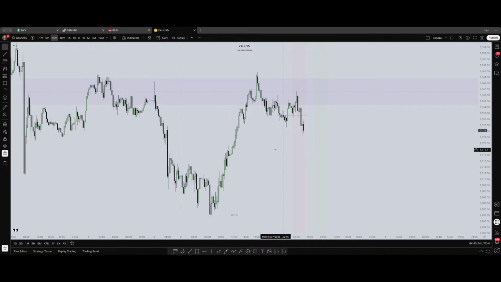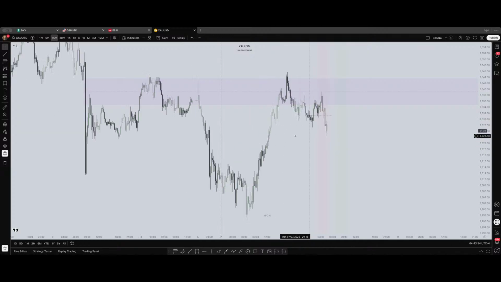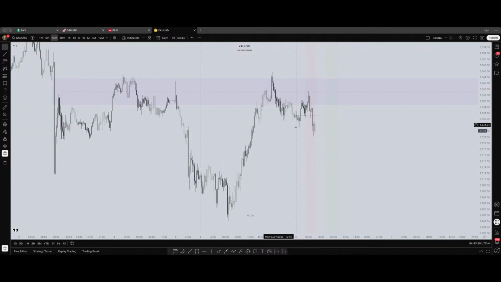Yeah, but I don't see anything so clearly. I see some things, but it must be very clear. No, it's not. I don't see so clearly here. This could be a manipulation also, like I was saying before, the power of three: accumulation, manipulation, and then distribution.